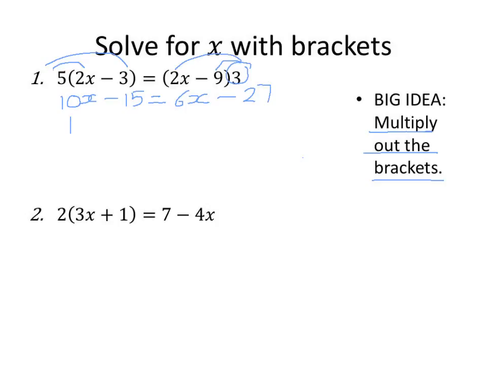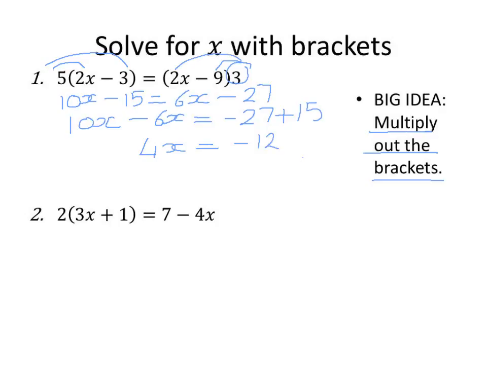On this side we keep our 10x on the left hand side. We bring 6x over and it becomes negative 6x. Don't forget to change the sign. We've got negative 27 on this side, and negative 15 comes over, becomes positive 15. So on the left hand side we've got 10x minus 6x is 4x, and negative 27 plus 15 is negative 12.